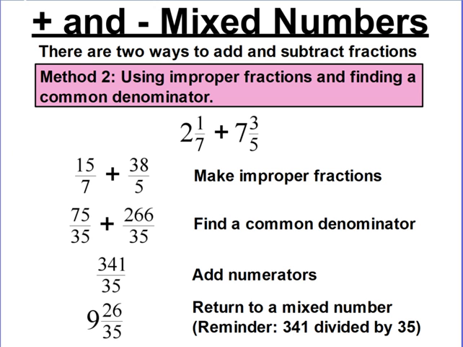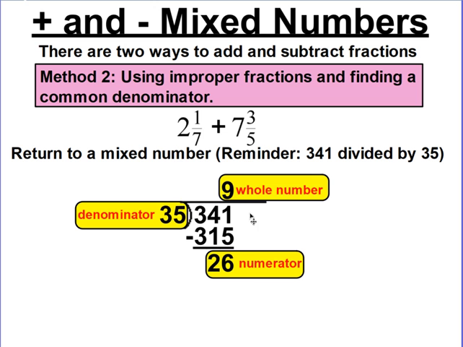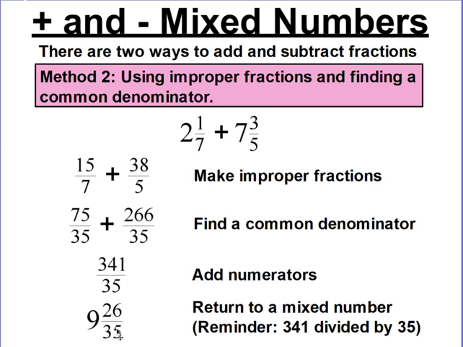Let's go back here again. So 9 is here, and 26 over 35. And that's our final answer. Double check again, like we did last time. You can't simplify 26 over 35, so we're good to go. That's it. That's your final answer.